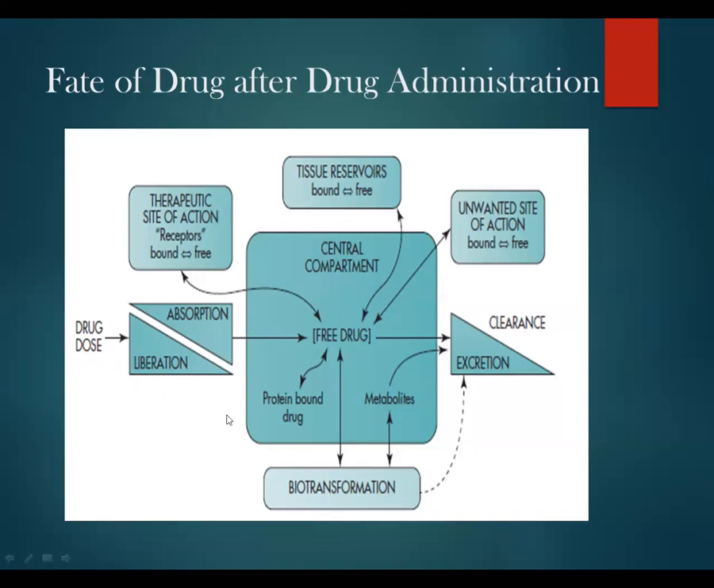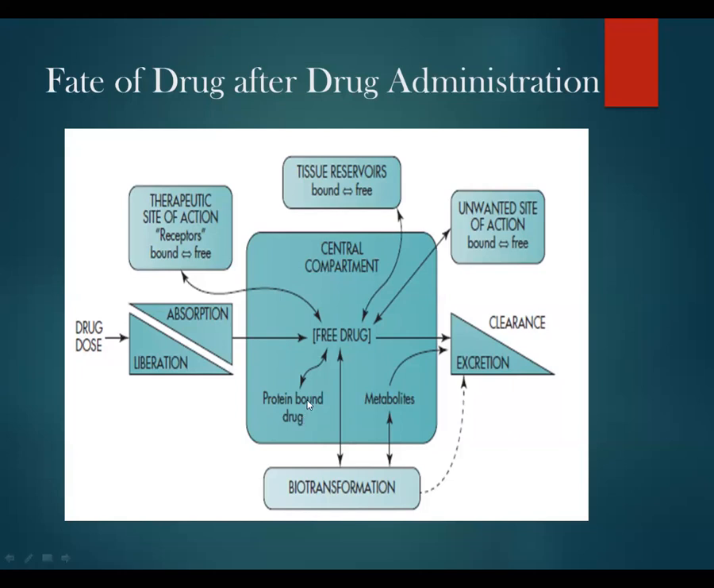Once absorption is done, it enters into a compartment called the systemic circulation, and that systemic circulation is generally called the central compartment. This you'll understand when I start with the topic pharmacokinetics, two or three chapters later. From the central compartment, as I told you, the blood acts as a transporter. That means it carries the drug to each and every corner of the body. So it reaches the central compartment, and in the central compartment, many things can happen.